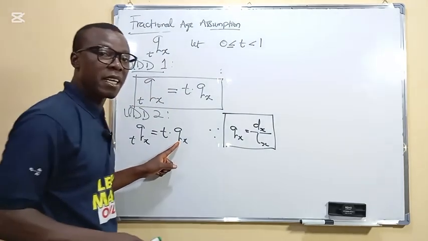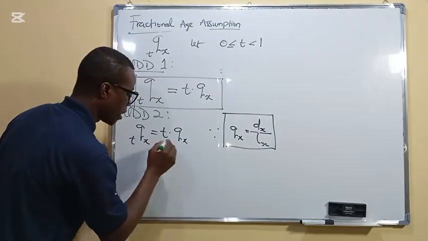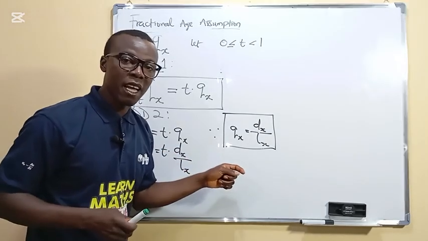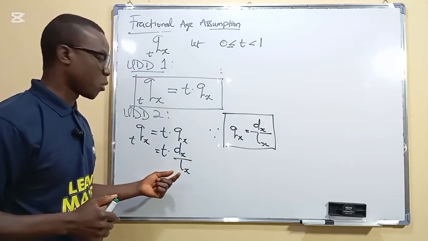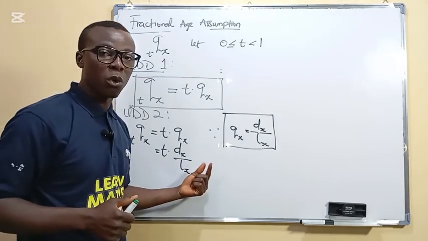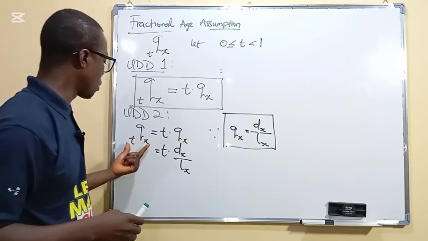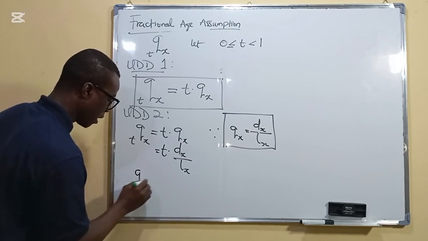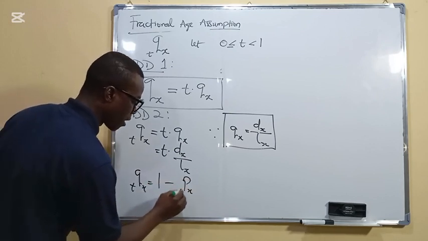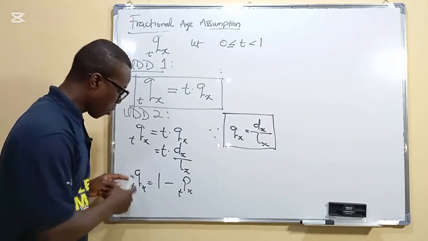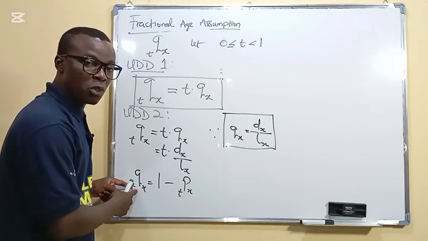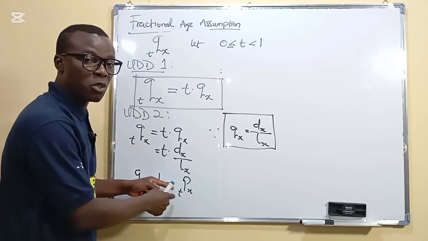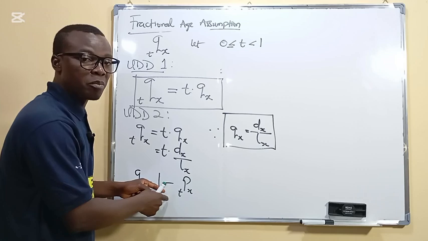So when I plug it in here into this formula, I'm going to have t dot dx over lx. I guess that's actually clear for us to understand. Now, looking at this, it will also be important for us to note that qxt is the same as 1 minus pxt. What does that simply mean? That's the probability of a life aged x not surviving beyond t is equal to 1 minus the probability of a life aged x surviving beyond t.